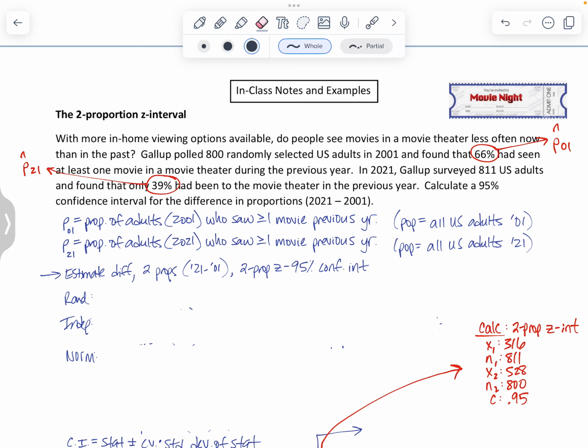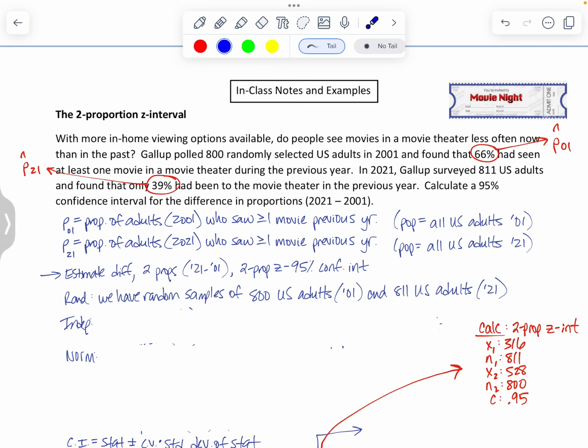Here's how our conditions are going to be different, okay? Do we have a random sample? Yes, in fact, we have two of them, so you need to talk about both of them when you check the random sample condition, okay? These conditions are the same, but there's more of them, or more stuff to write, because we are taking two samples, okay?